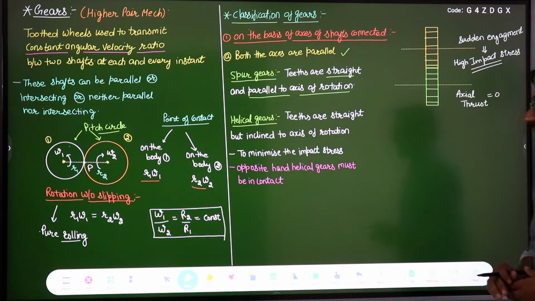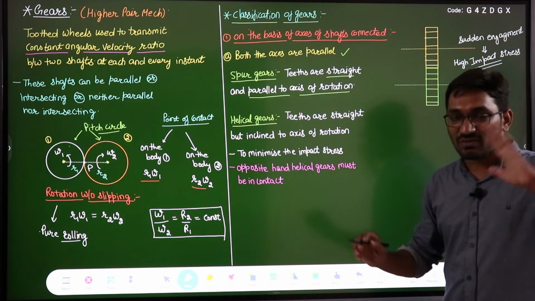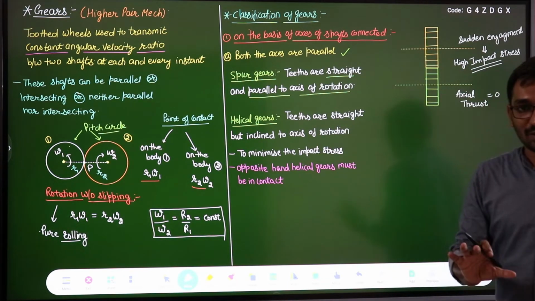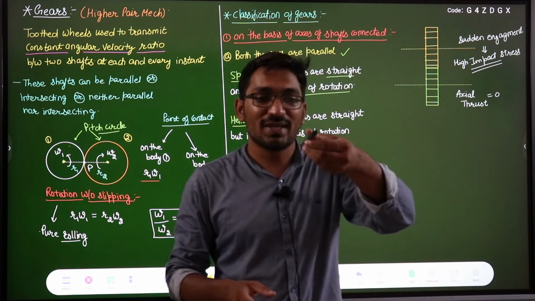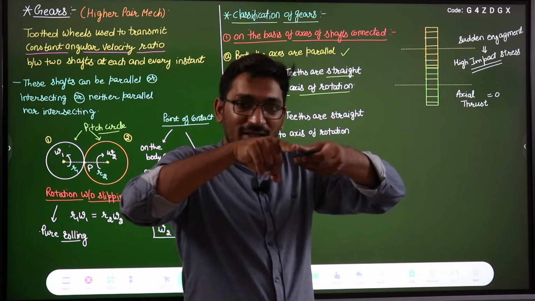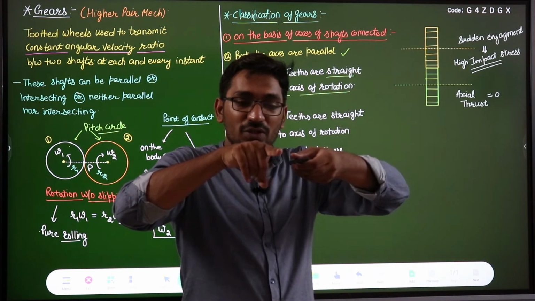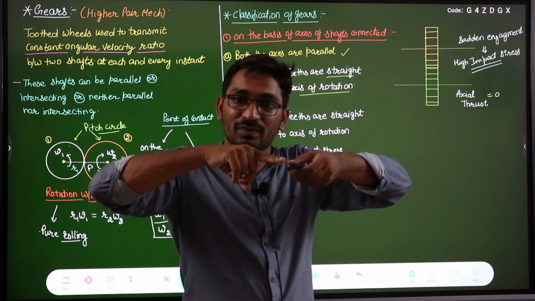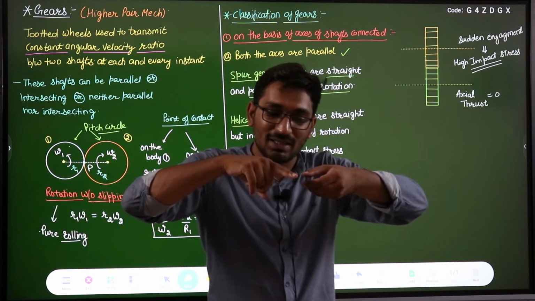What do we mean by helical gears? In helical gears the teeth are also straight, but inclined to the axis of rotation. Suppose this is the axis of rotation and we have a disc here. Now the tooth is not straight like this. Suppose this is a tooth on this gear, right? Now the tooth is not straight. It will have some inclination with respect to this axis of rotation. Some inclination will be there.